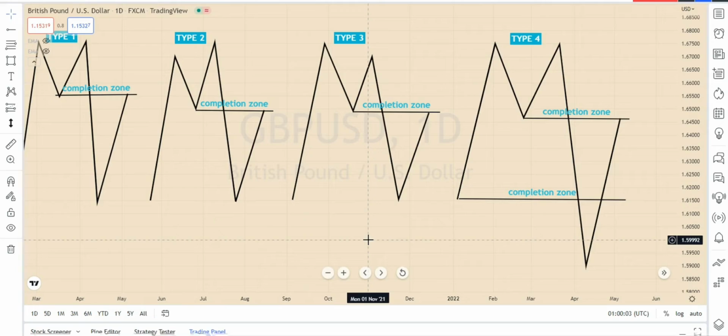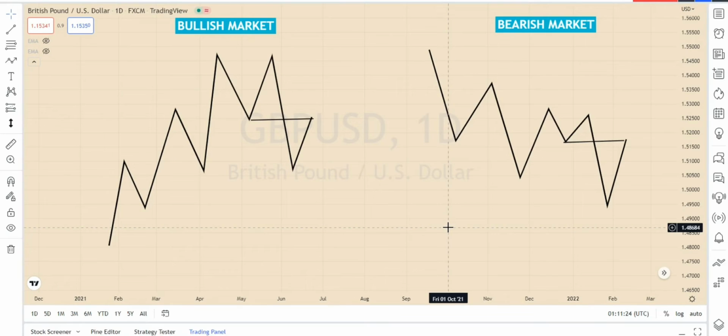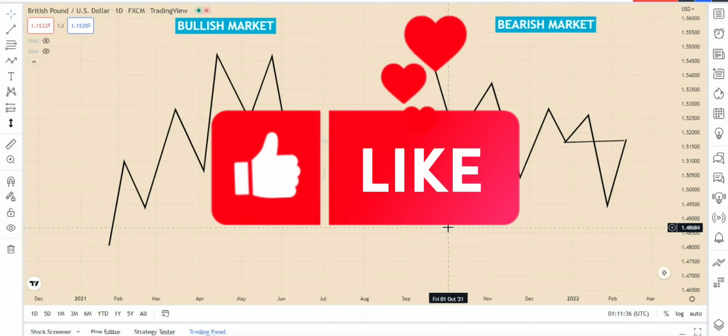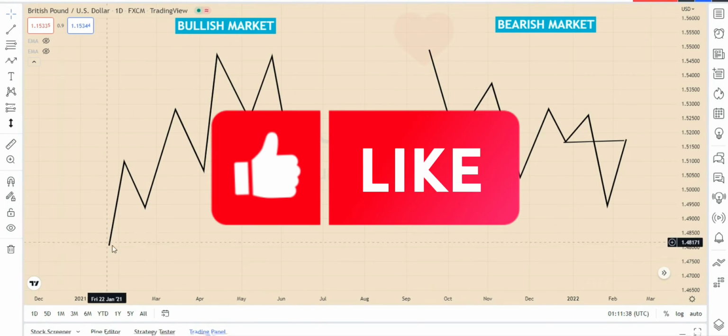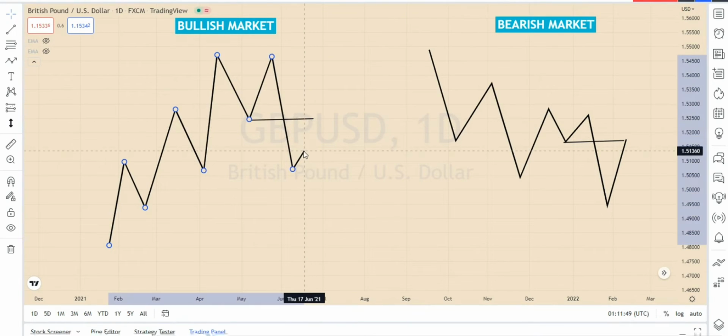So let's go to how you can trade the M pattern. All right, now that we know the M formations and the 4 ways they appear on the chart, let's look at how to apply it to trading a bullish market, as well as how to apply it to trading a bearish market. In a bullish market, you expect the market to be making higher highs and higher lows. And at a point, you will see the M getting formed.